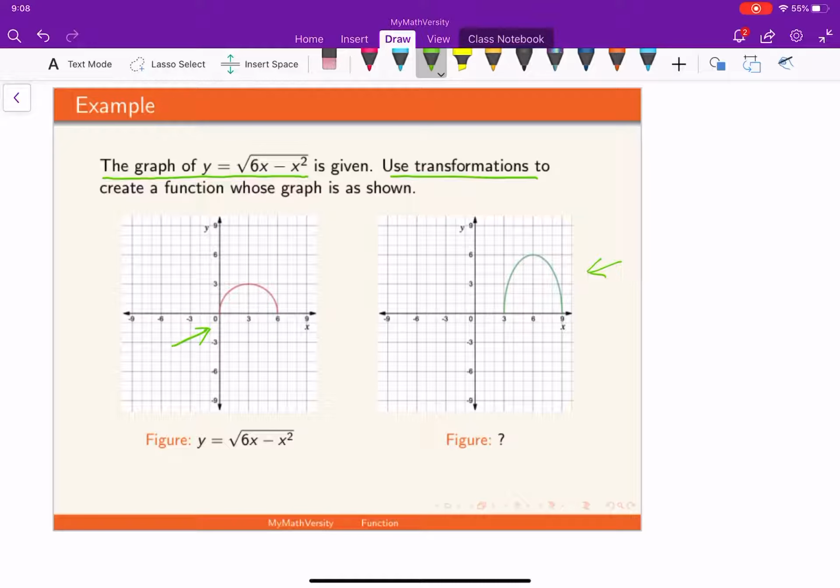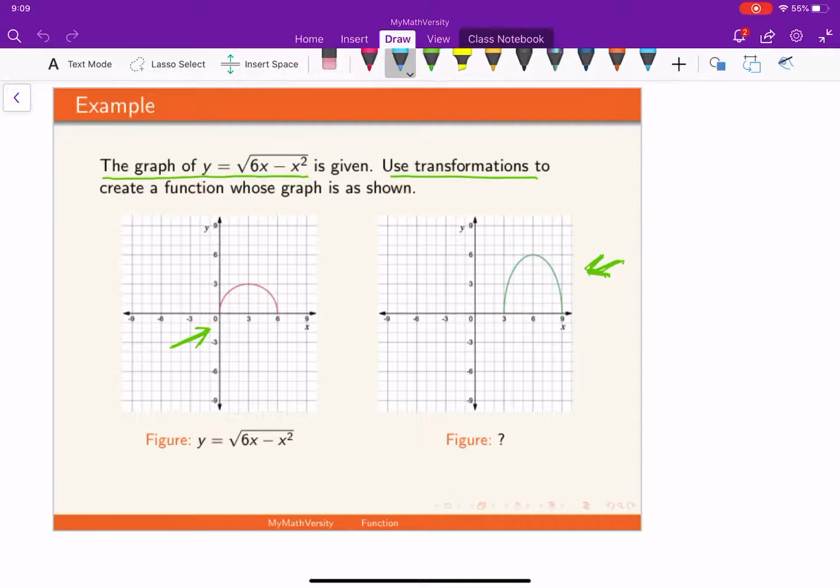The question here is, we have been given this graph on the left-hand side, the red curve, whose function is the square root of 6x minus x squared. By some transformation technique, the graph has been changed into this green curve. So our goal is to find, if this is how we transformed the red curve into this green one, the corresponding function for the green curve. So how can we get that? What can we do if only transformation techniques have been applied?